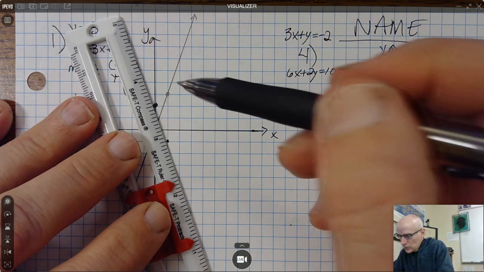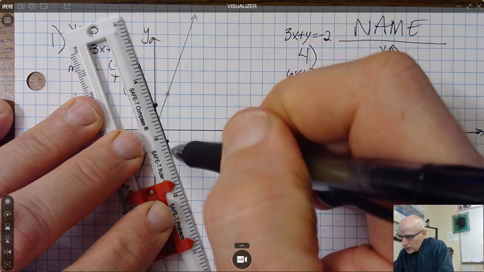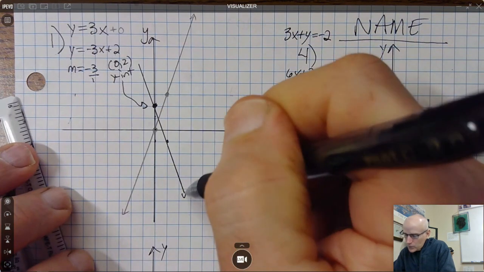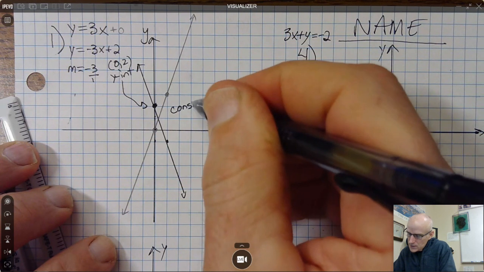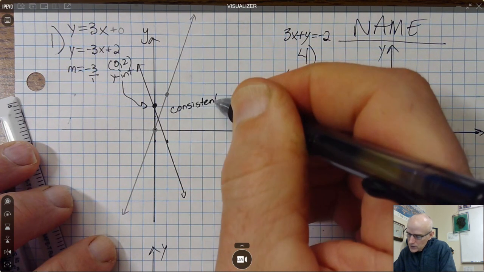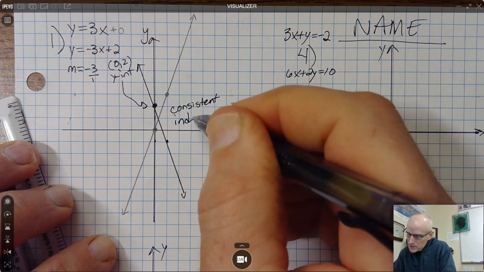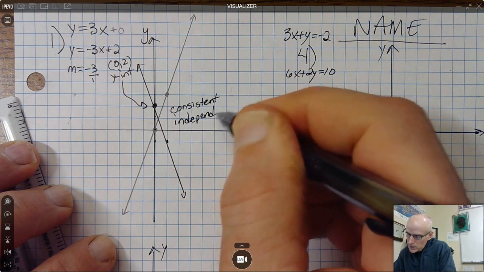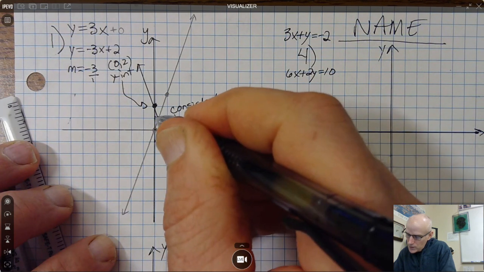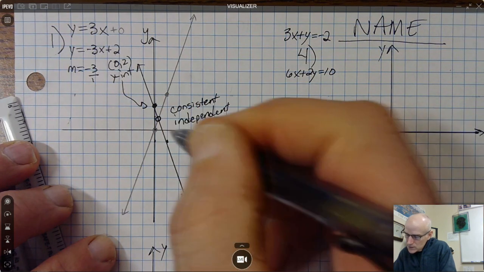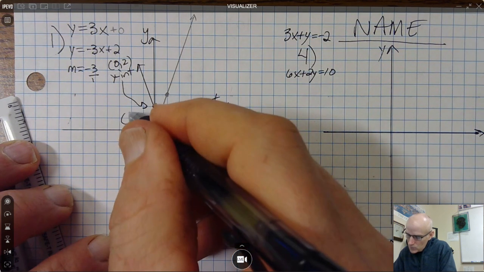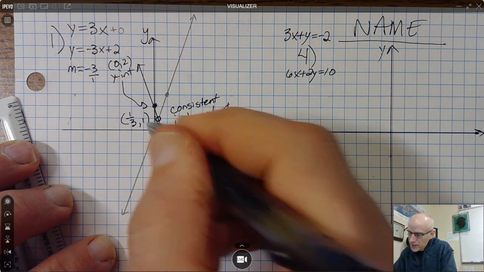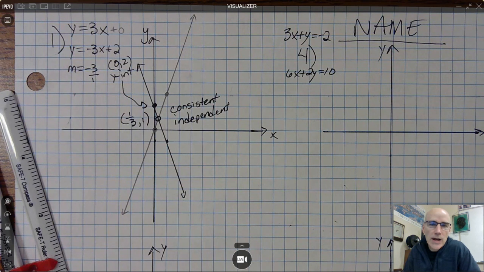And then what I want you to do is write the vocab word that we're trying to use right here. It's consistent, okay, because it has a solution, and it's independent because there is only one solution that we have right there. If I was going to estimate what that is, it looks like over about a third up at 1. So I'm going to say it's 1/3, 1. And I want you to try to do that. I want you to estimate them at each intersection point.